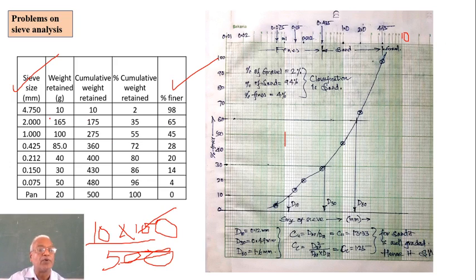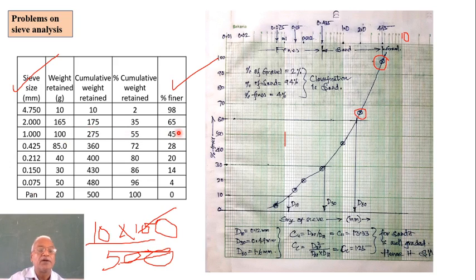Now let us plot for 4.75. If you take 4.75, the percentage finer is 98. So here it is 90 to 100, and 98 would be that particular point. Similarly, for 2 it is 65. So 2 is there, 65 is there. Obviously this is the plot. Likewise I have plotted all of them.